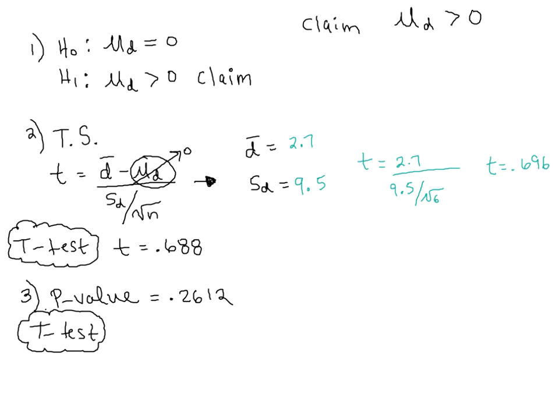0.696. Okay, so do you see that your test statistic from using the data option on your calculator is different than if you use the formula? And again, the reason is because I had to use a rounded mean and a rounded standard deviation when I use the formula.